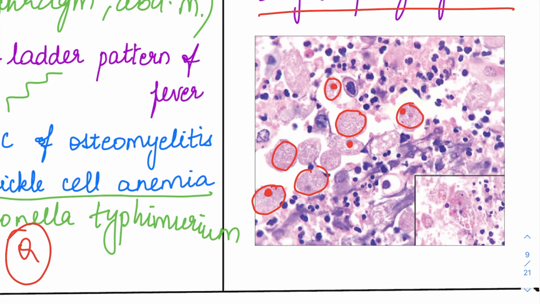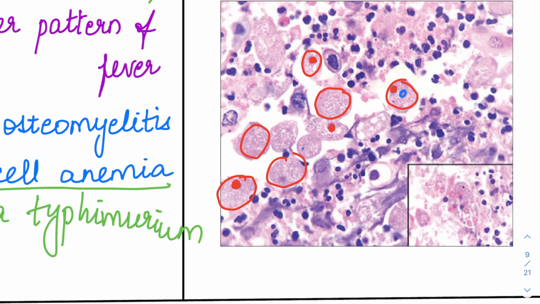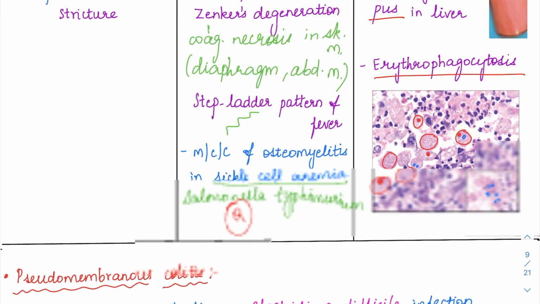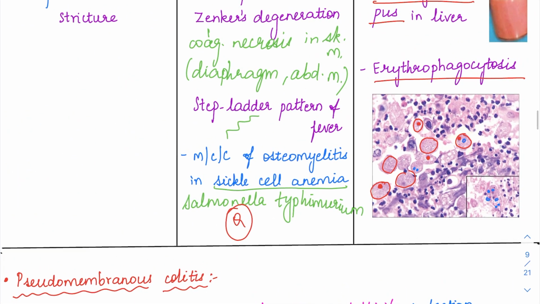And in this image, again, this trophozoite is eating this RBC here. In this one also, here again it is eating RBCs. In this also, multiple RBCs are being eaten up. So this kind of feature is called erythrophagocytosis by the amoebic trophozoites. So erythrophagocytosis by the amoebic trophozoites is seen.